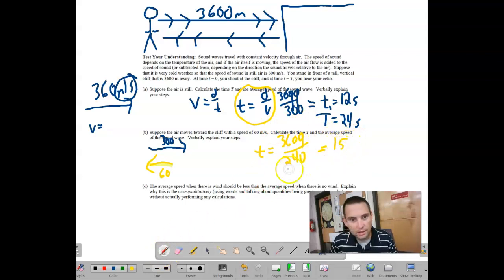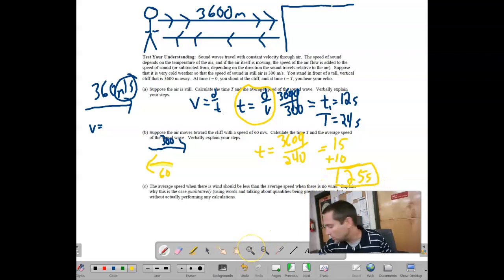Does that make sense? Yeah, it does. It should be shorter to get to the cliff than it is to come back, because when the sound wave comes back, we're having to fight the wind. So we have 15 plus 10, and the total time is 25 seconds later. And probably by 25 seconds later, you're not able to hear the echo. You're not paying attention, or there's other noise, or you didn't yell loud enough so it loses some of the energy by the time it gets back. But there it is, 25 seconds.